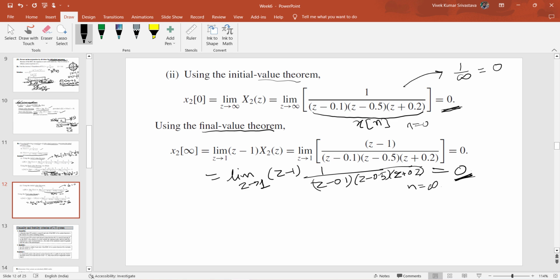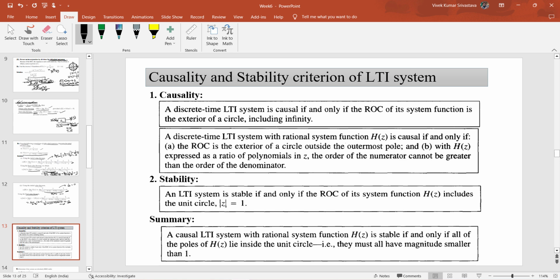Okay, so let us move ahead. The next topic is causality and stability criteria. For causality, a discrete time linear time invariant system is causal if and only if the ROC of its system function is exterior to a circle. As we know, if this is the circle.